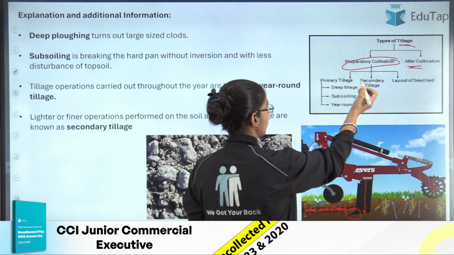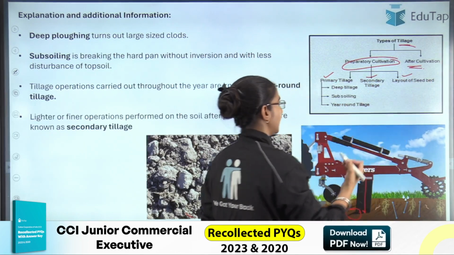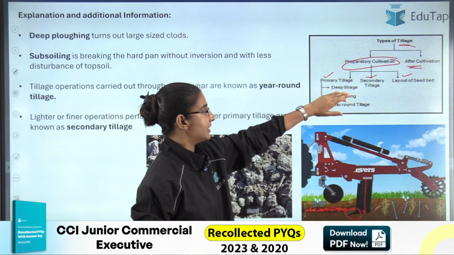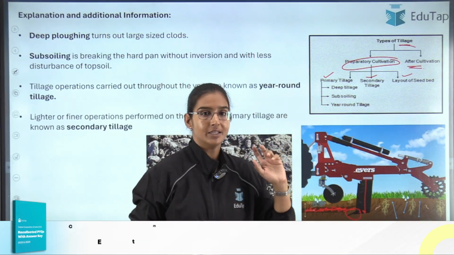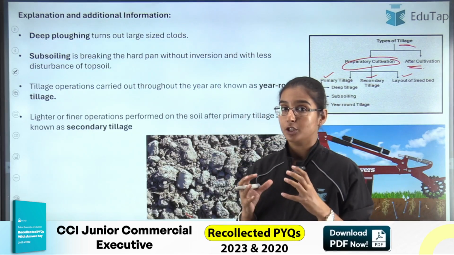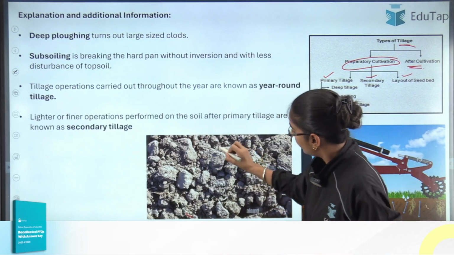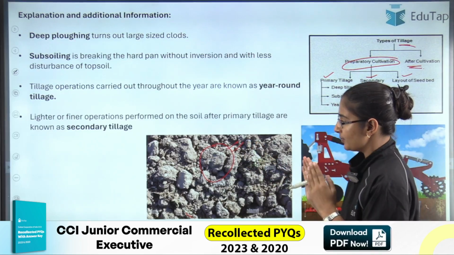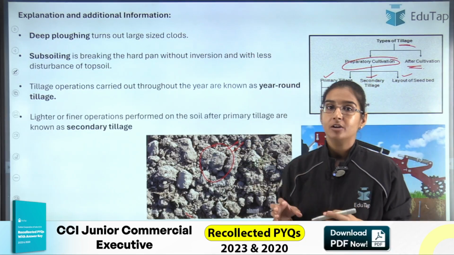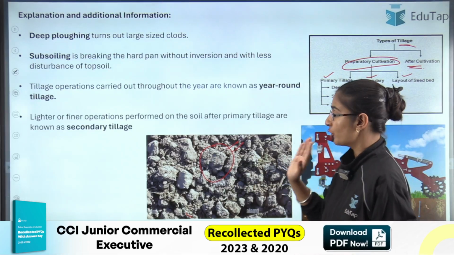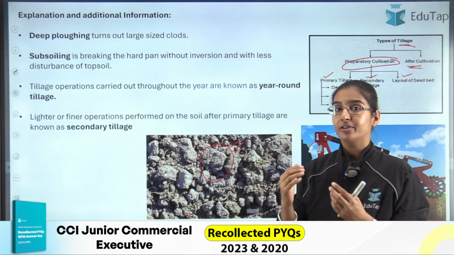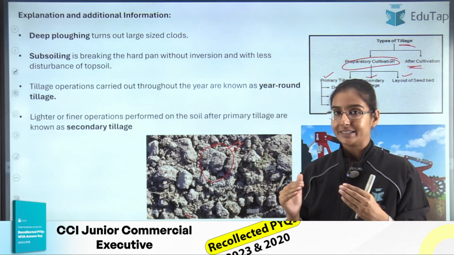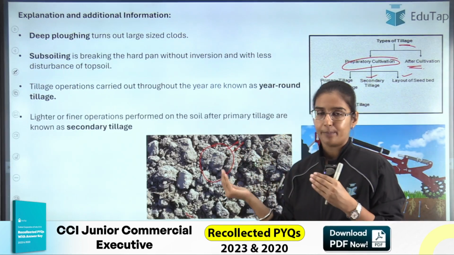In the preparatory tillage, we have primary tillage, secondary tillage, and the layout of the seedbed. In the primary tillage, there are three steps: deep tillage, subsoiling, and year-round tillage. Now, what is deep tillage? See students, sometimes the soil becomes too compacted, and we get clods like this, right? Clod formation happens. Even just by looking at this picture, you can understand that it will be very difficult for the roots to penetrate a soil which has clods like this, and it will be difficult for the plant to establish itself in such soil. So as to break these clods, we carry out the activity of deep plowing, right?